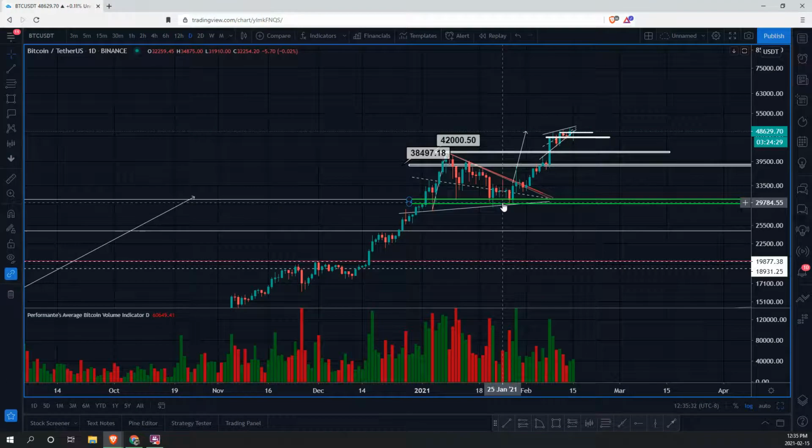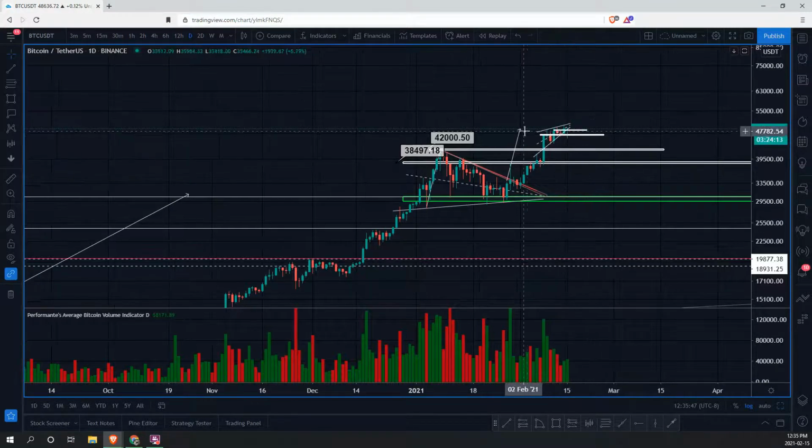We were talking about it within our Discord and our TikTok, and hopefully everyone was able to capitalize on this nice push to the upside for most of February, not just for Bitcoin, but for alts as well. So hopefully everyone's doing well in that regard.